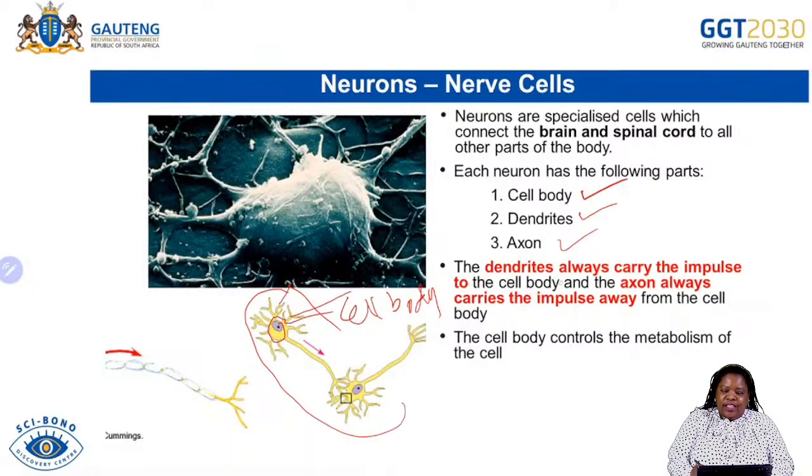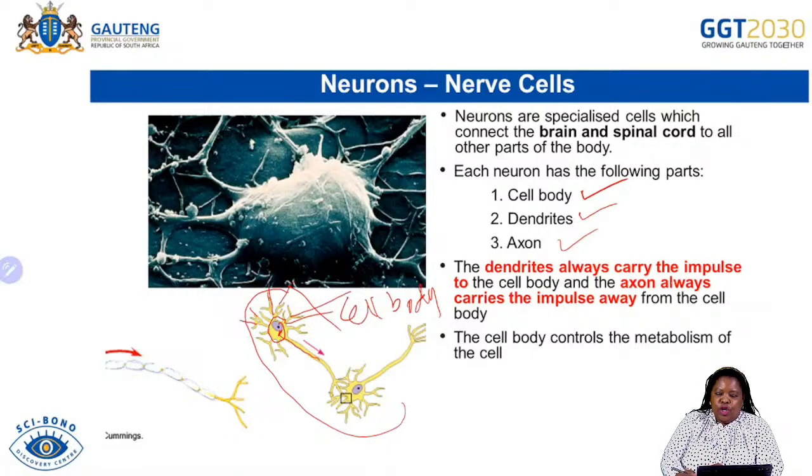So we've got the dendrites there. They are thread-like structures. Those dendrites always carry impulses to the cell body. Here are the dendrites. They are going to carry impulses to the cell body. Then from the cell body, what is going to happen? Impulses are going to be transmitted to the axon, right? So the dendrites always carry impulses to the cell body.